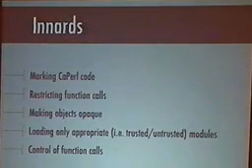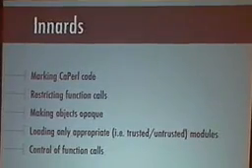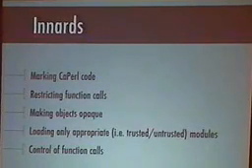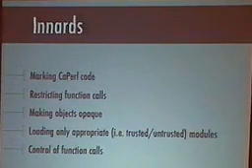Right, the innards of the Capel code. So there are 5 chunks to this. There's marking the code that is Capel compiled. There's restricting function calls, there's making objects opaque, loading appropriate modules, and control of function calls. Confusing. I don't know why I said that, as well as restricting function calls. It'll probably come back to me when I get there.